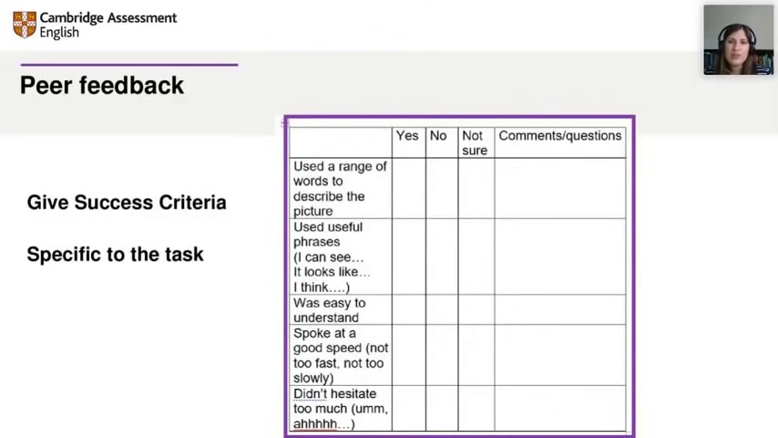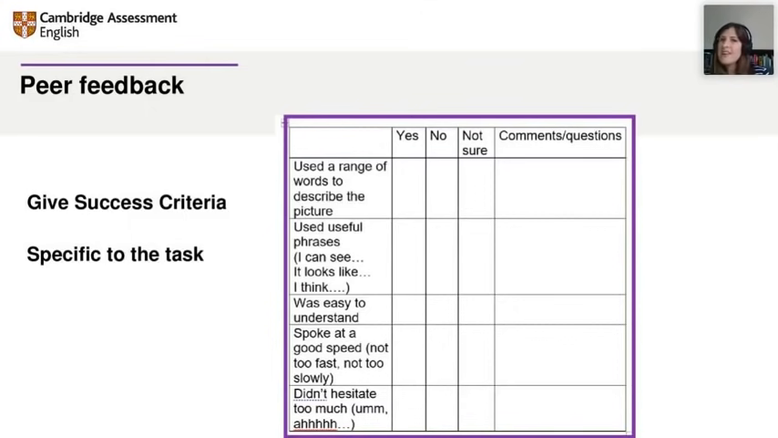So one thing you can do is create a success criteria grid for students to use to mark each other's work, to look at how their friends have done. I've created this, and it's important that it's specific to the task you're doing, okay? I've used a combination of thinking about that particular task and using the speaking criteria in the Cambridge Assessment English handbooks for each exam.